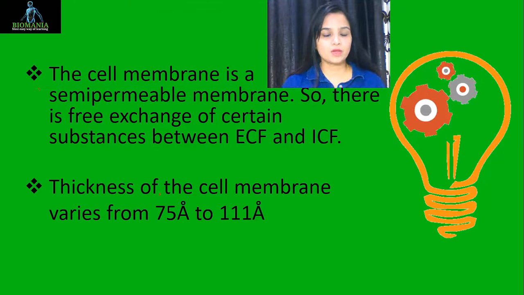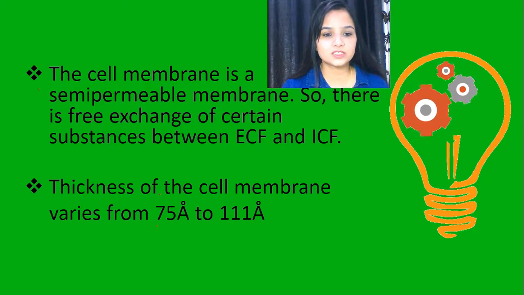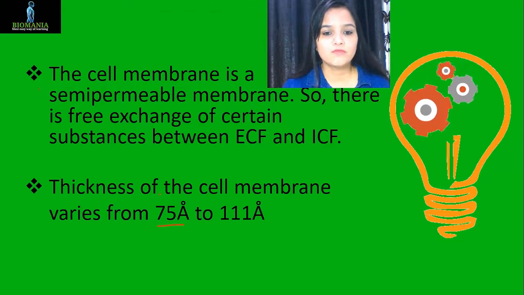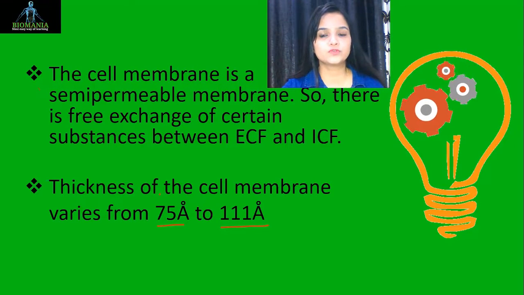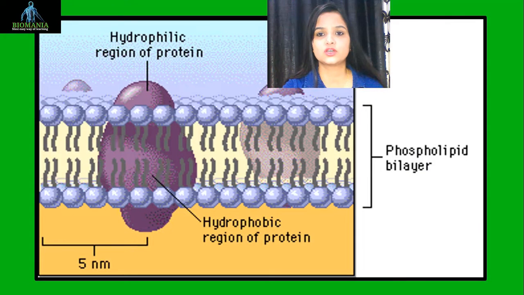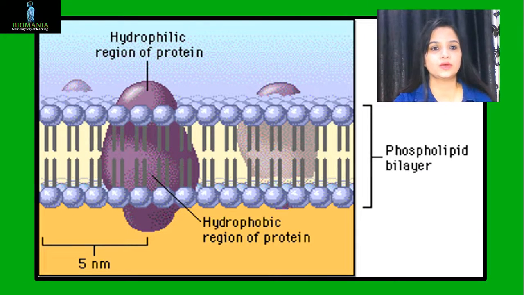Now let's have a look at the thickness of the cell membrane. That is around 75 angstrom to 110 angstrom. So that varies from 75 angstrom to 110 angstrom. So let's move towards the structure of the cell membrane. I can show you here. Yeah, that's a nice animation.